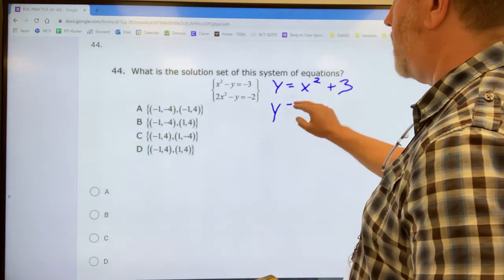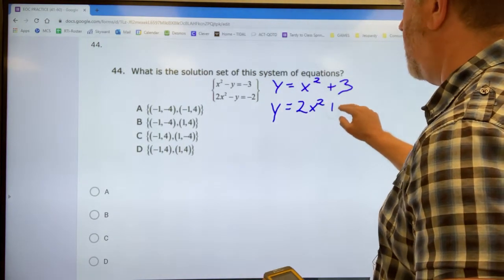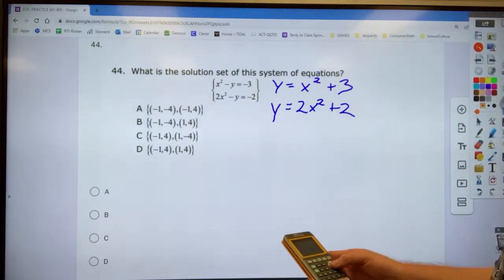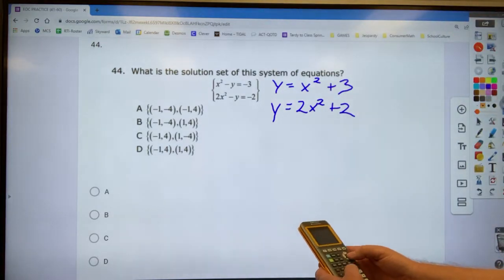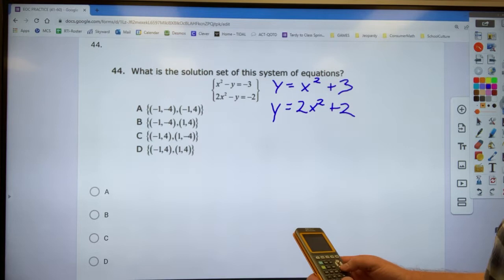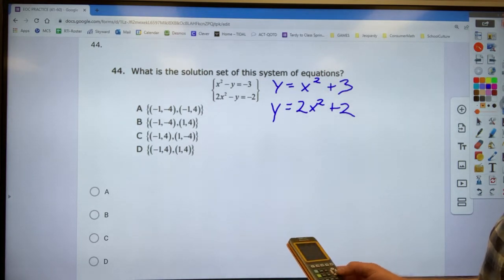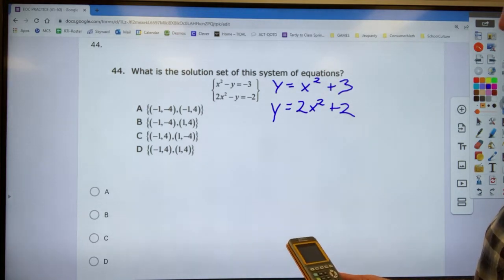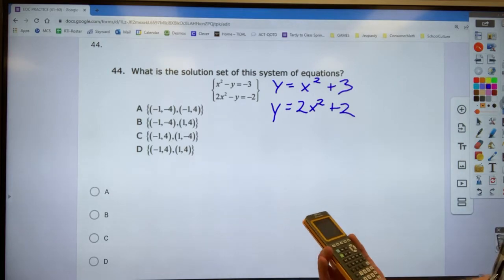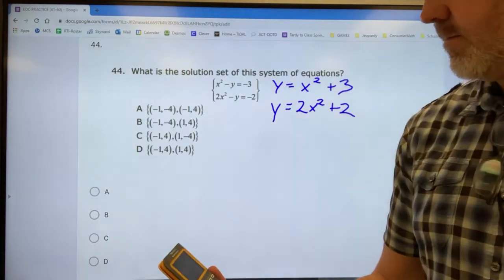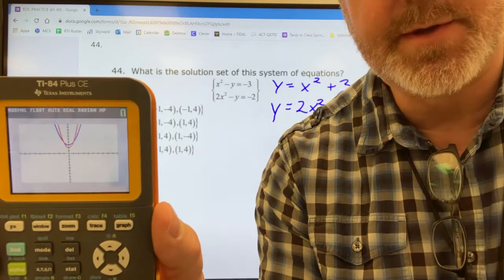Equals 2x squared plus 2. And that should solve it for us. We're going to plug both of these in. X squared plus 3 and 2x squared plus 2. See what they look like. Should be 2 parabolas, actually. It is. It's 2 parabolas, kind of one inside the other.